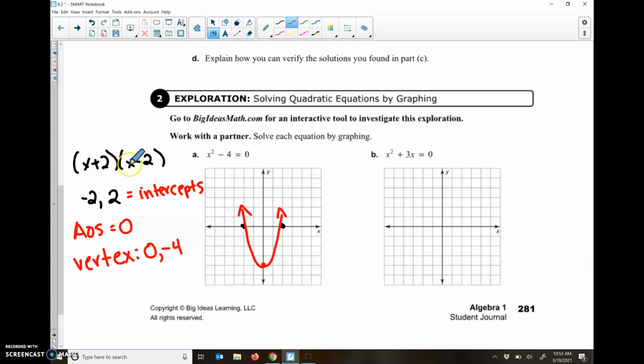So first we need to FOIL it, find out what our intercepts are going to be. Once we can find out our intercepts, then we can find the axis of symmetry. And then once we know the axis of symmetry, we can find the vertex. So it's pretty much going to be that process over and over again.